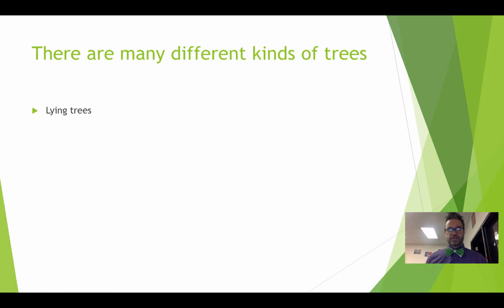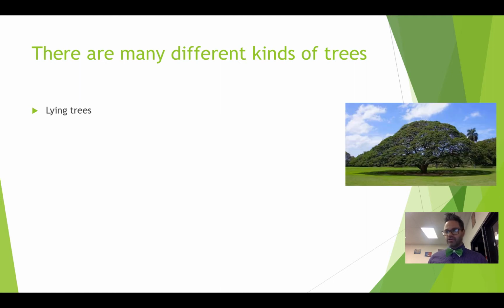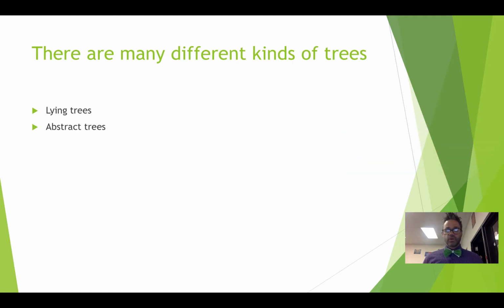We have lying trees, aka those trees we see outside. Now these trees are lying because of the fact that they have a multiple root system. Too many roots! As well as the fact they're pointing in the wrong direction. The roots are at the top, the leaves are at the bottom. What's going on? We have abstract trees.